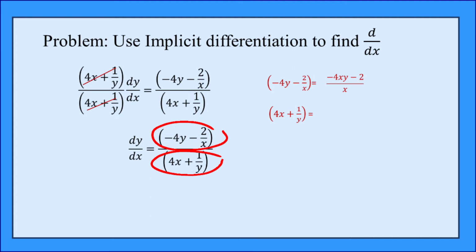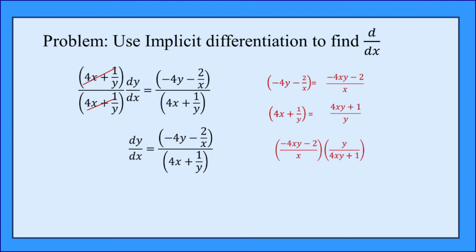So y divided by the denominator of 4x, which is 1, is y, times 4x is 4xy. And then y divided by y is 1 times 1 is equal to positive 1. And next step, since we have division here, we are going to get the reciprocal of our computed value for the denominator, and we're going to multiply those two. So we multiply negative 4xy minus 2 over x times the reciprocal of this, which is y over 4xy plus 1. So just get it and multiply.